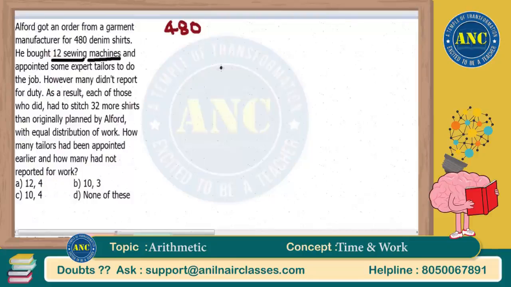Now let us read the question first. He bought 12 sewing machines and appointed some expert tailors. That some can be all 12 or it can be less than 12. Next, read the next statement. However, many did not report for duty. As a result, each of those who did, people who did the job, had to stitch 32 more shirts than originally planned by Alford with equal distribution of work.